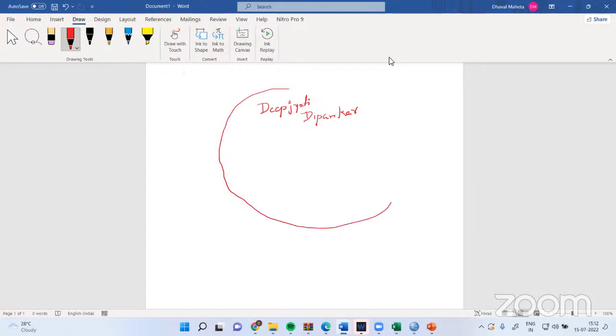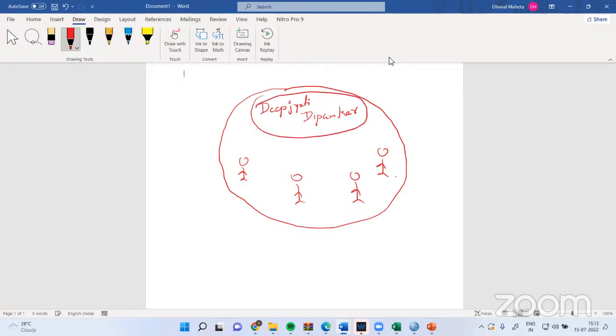Now it may be possible that in their group there are some other people in their friend circle. But as Deepjyoti sir and Dipankar sir share strong ties, meaning they were together in college days and school days, and because of that they have a good friendship. Now, as their friendship is high, what will happen? Their power will go up in the group.